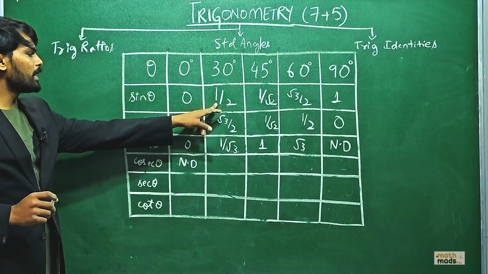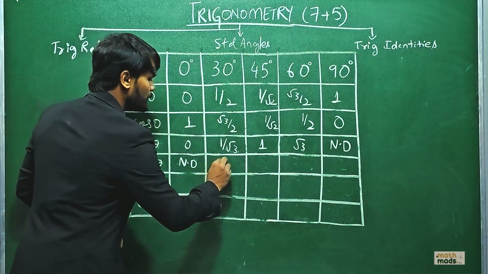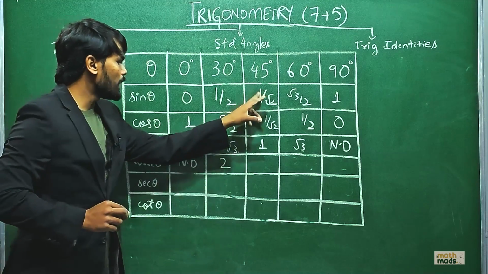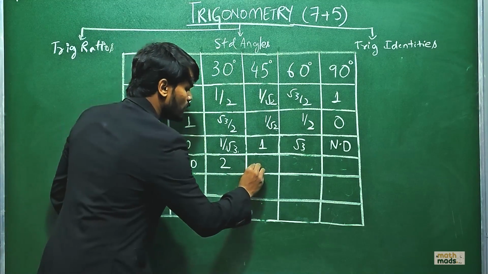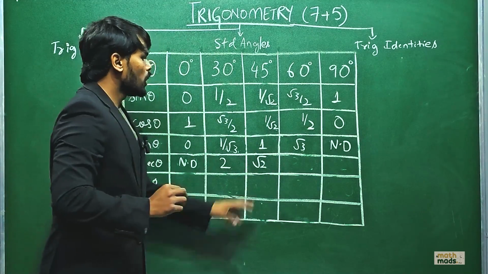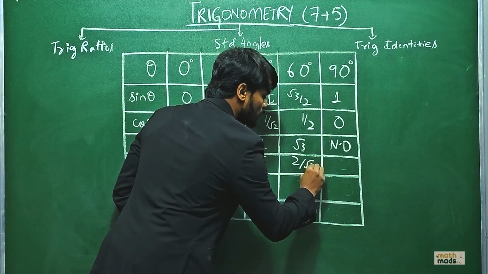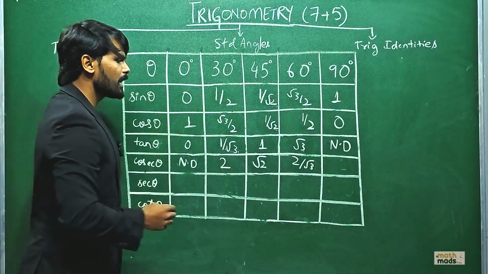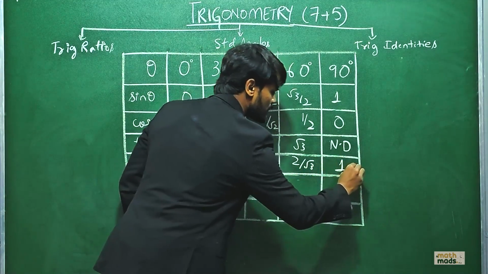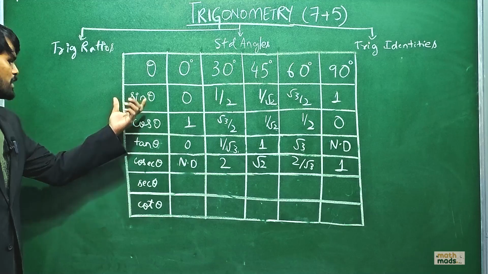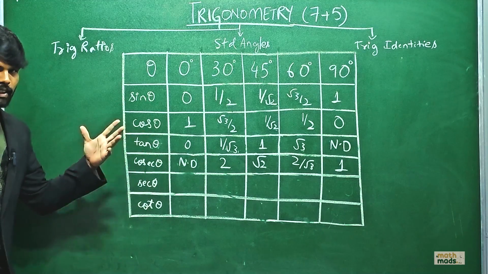Next, 1 by 2. Reciprocal of this will be 2. 1 by root 2, the reciprocal will be root 2. Root 3 by 2, the reciprocal will be 2 by root 3. You have 1 there, the reciprocal of 1 obviously you will get as 1. Simple, no? Reciprocal of sin theta is cosecant theta.